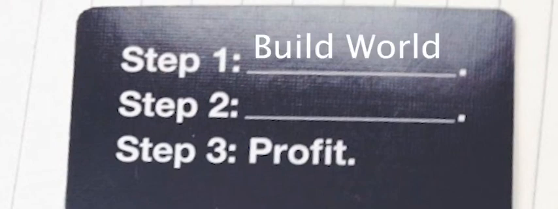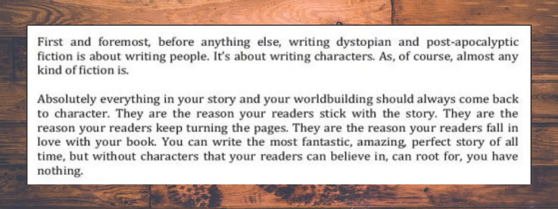So, what's the first and most important step to building a post-apocalyptic world? You start by not even focusing on the world at all. Instead, you start by focusing on the characters. In A. Trevenna's book, How to Destroy the World, An Author's Guide to Writing a Post-Apocalypse, they proclaim that before anything else, writing dystopian and post-apocalyptic fiction is about writing people. It's about writing characters. Absolutely everything in your story and your world building should always come back to character.